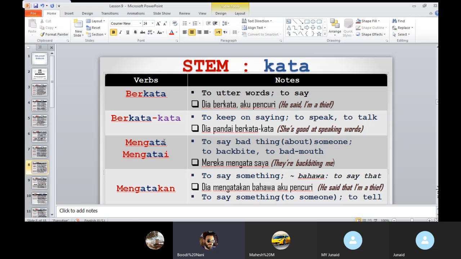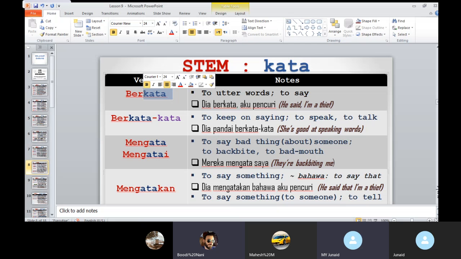Okay. And I forgot, we can say kata in spoken Malay. Like maybe someone asks you, what did he say? Maybe we can say, oh, apa dia kata?